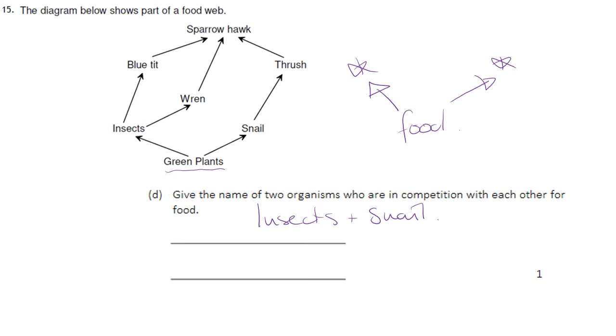Now, again, I want to look for a food source. So snails are getting eaten by thrush. Is there anything that's competing with the thrush for the snails? No. So let's look at the insects over here. Who's competing for the insects? Blue tit and wren. Are the sparrowhawks competing with any other species? No. The sparrowhawks are eating the blue tits, the wrens, the thrush. So here's my 2 organisms, insects and snails, or blue tit and wren.